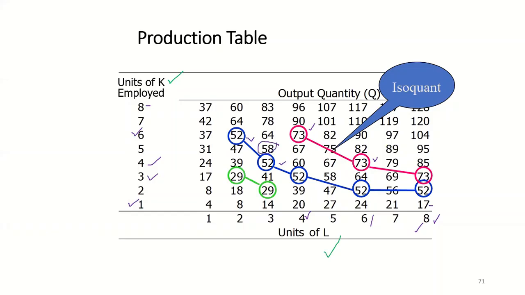So I can draw a line there. Likewise, you can find similar points. Now, if you draw a curve connecting those points, we call that an isoquant. Iso means same, quant means quantity. Same quantity curve is called an isoquant curve, right? So now we can see that with different combinations of inputs, you can have the same amount of output.